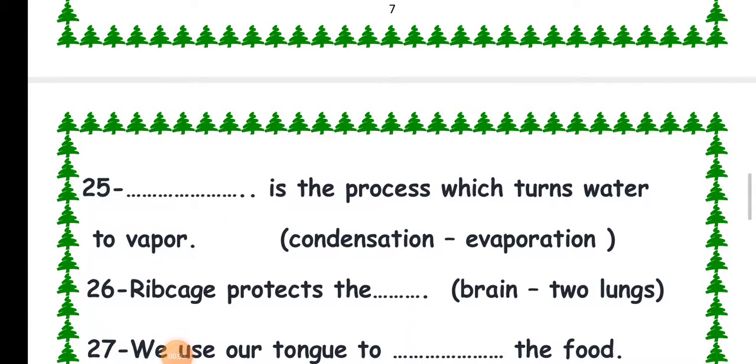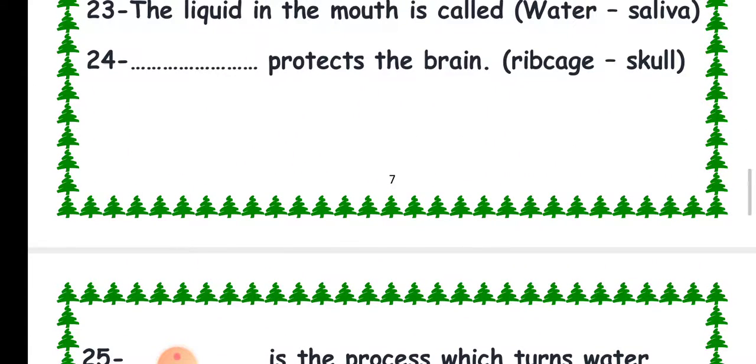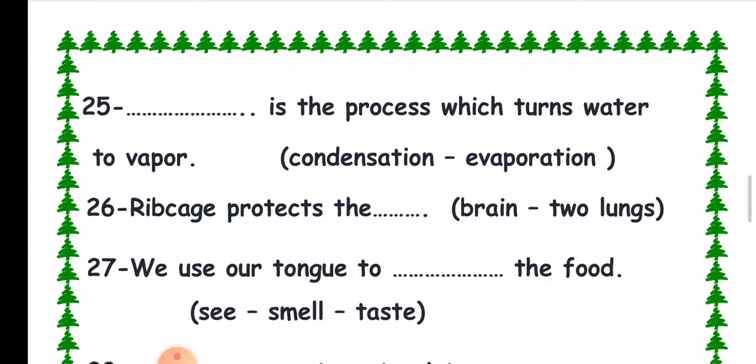Okay, today we will complete the revision sheet. Last session we stopped at page number 7. Now we will start from page number 8. Question number 25, we'll choose the correct answer. Which is the process which turns water to vapor?